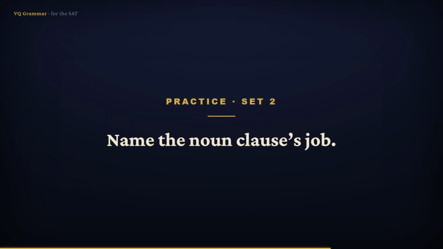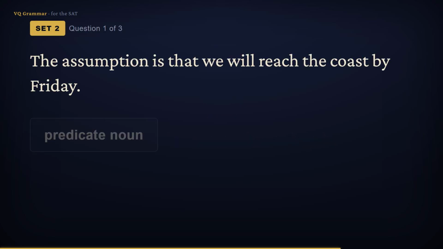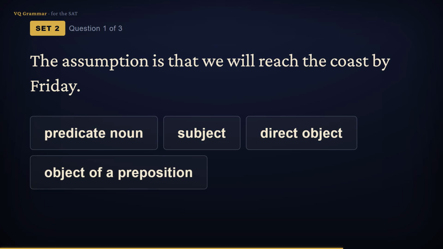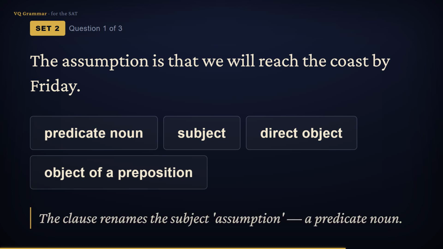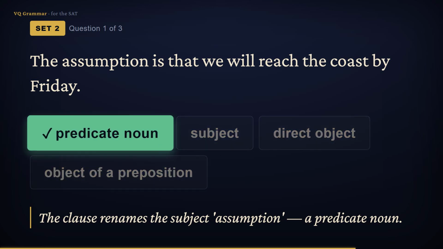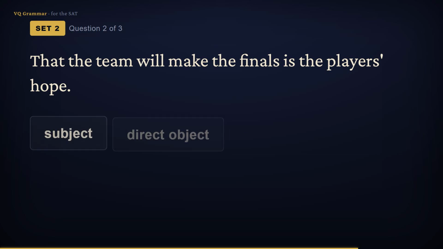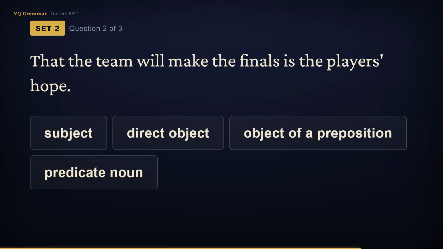3 more. Use the swap test to confirm the noun clause, then name its job. Pause and try each. The assumption is that we will reach the coast by Friday. The clause renames the subject, assumption, after the linking verb is. So the answer is predicate noun.